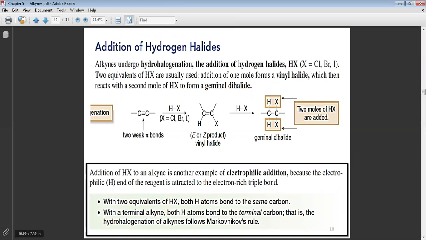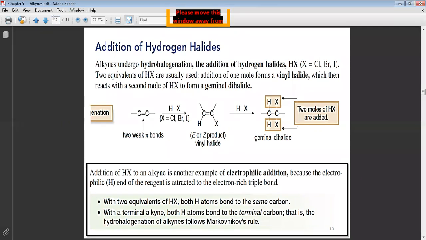Also we have two important notes here. With 2 equivalents of HX, both of the hydrogen atoms are bonded to the same carbon. Look, this is equivalent number 1, this is equivalent number 2. That means both hydrogens are added on the same carbon, the less substituted carbon, the carbon with more hydrogen, according to the Markovnikov rule. The second note is that with a terminal alkyne, both hydrogen atoms are bonded to the terminal carbon. The same thing. Why? Because of the stability of the carbocation, also according to the Markovnikov rule.